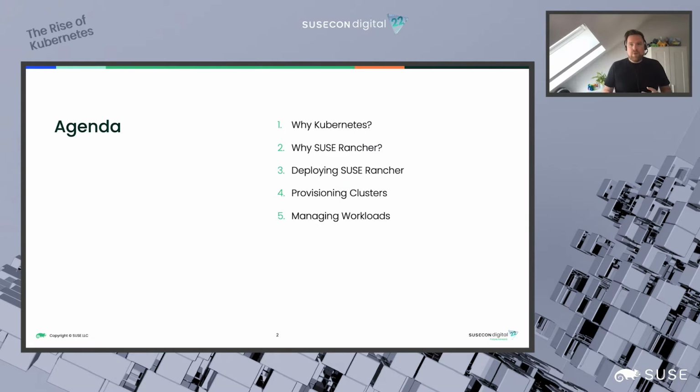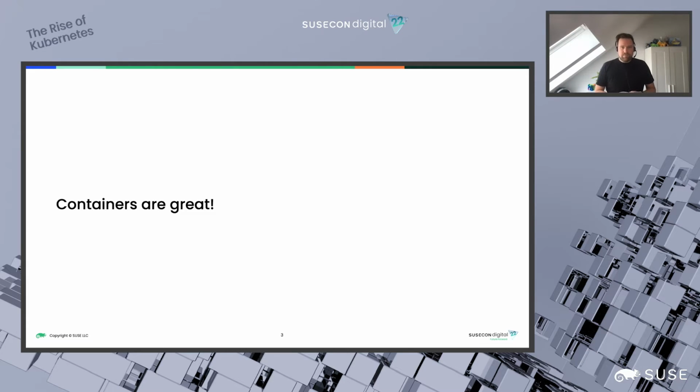Today, I want to talk to you about why you actually want to use Kubernetes to manage your applications and why everyone is talking about this. How SUSE Rancher can fit into a Kubernetes management strategy and how it can help you manage multiple Kubernetes clusters. And then we are going to dive directly in and have a look at how you actually can deploy SUSE Rancher very quickly on some virtual machines, and then how you can use it to provision clusters and manage your workloads. But first, let's start with containers.